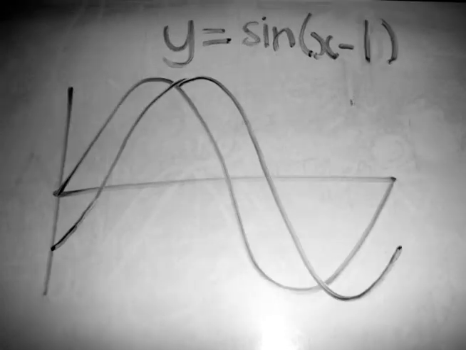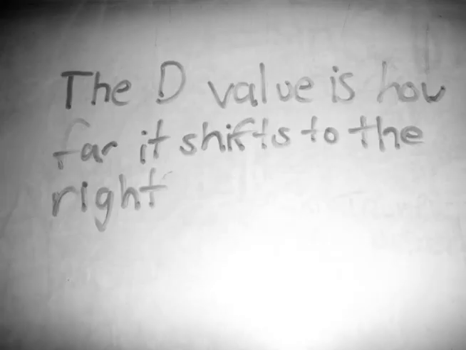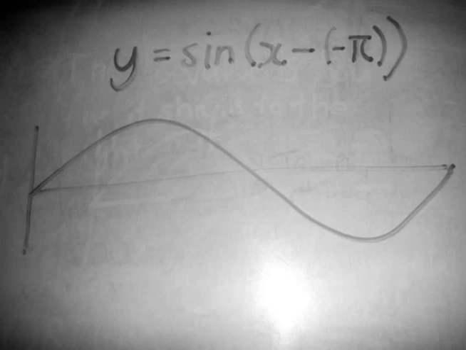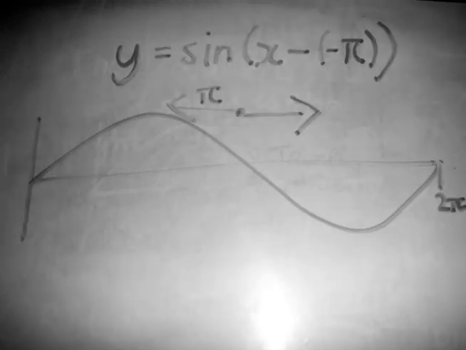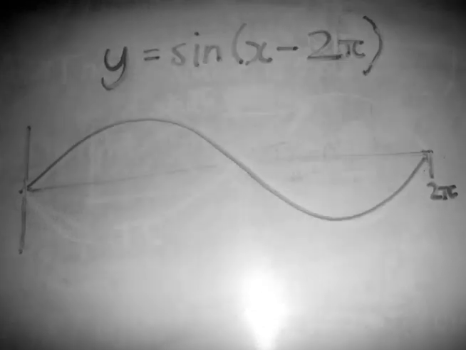So when d is equal to 1, that being 1 radian, the whole graph moves to the right by 1 radian. This is going to be called phase shifting. So we can say that the d value is how far it shifts to the right. If it was, say, negative pi, then it would shift by pi in the opposite direction, which is this much, so it would look like this. If it was 2 pi, then it would shift 2 pi to the right, which would look like this. Yes, nothing happened, because it moved 1 period to the right. This also works with negative, I guess.